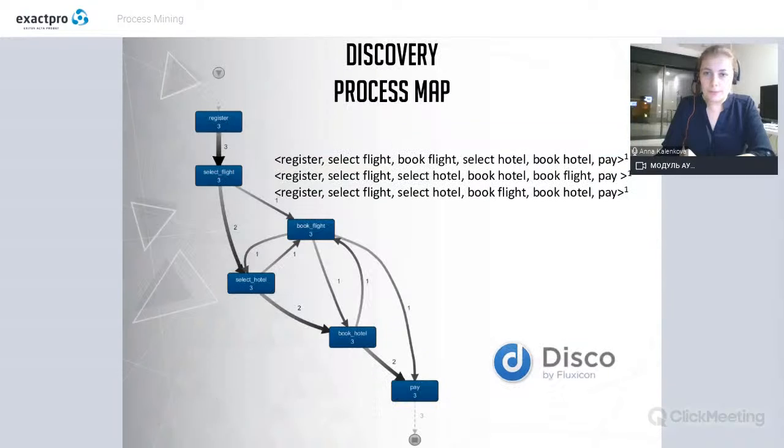So let's proceed. The first and the simplest process discovery algorithm is the process map, also known as directly-follows graphs. We analyze all these traces and draw an arc between two events if these events follow one another in one of the event log traces. For instance, there is a trace where select flight goes after register. That means we have to draw an arc between register and select flight, and so on. So we draw all the arcs between the activities that go one after another.